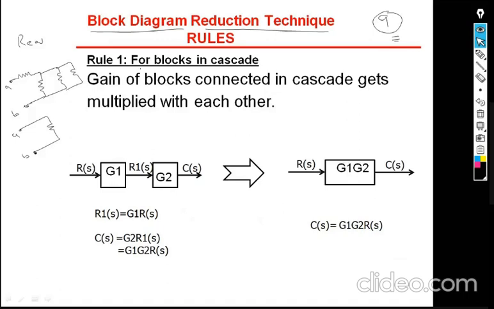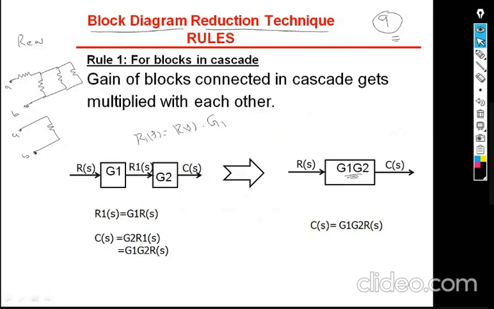Suppose two blocks are connected in cascade, that is in series, then the resultant of these two blocks is the product of the two blocks. How can I say that? Let the input be R. The output of G1 is R1 of S. What will be the mathematical value of R1 of S? Input is R of S, and the gain value is G1. So R1 of S is mathematically equal to R of S into G1.